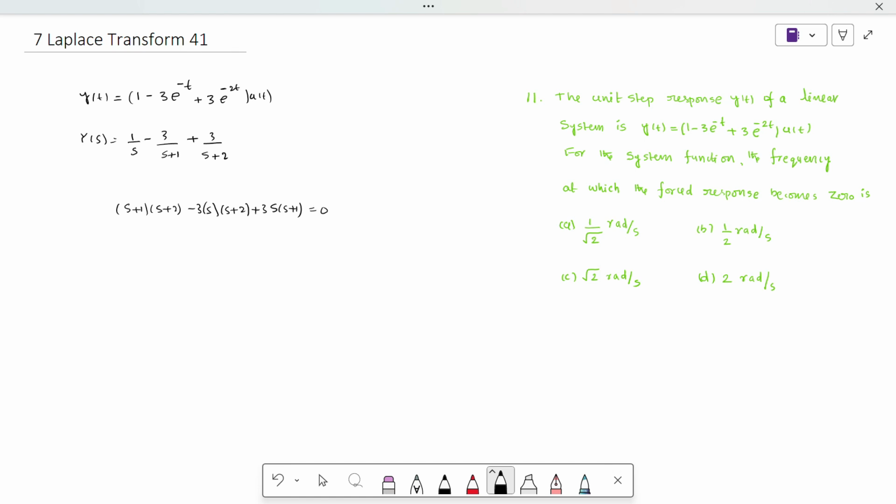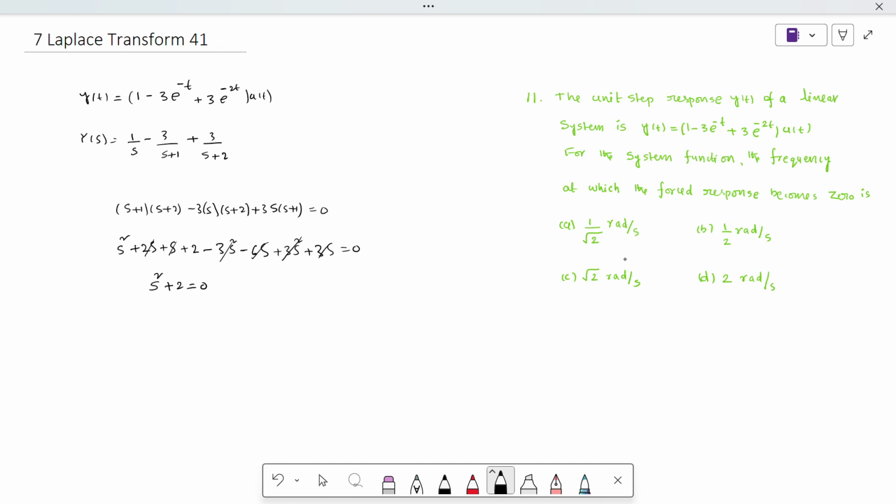For what value does it go to 0? That is the concept. Expanding, s² + 2s + s + 2 − 3s² − 6s + 3s² + 3s equals 0. The 3s and 6s terms cancel, and the 3s² terms cancel. Now we get s² + 2.